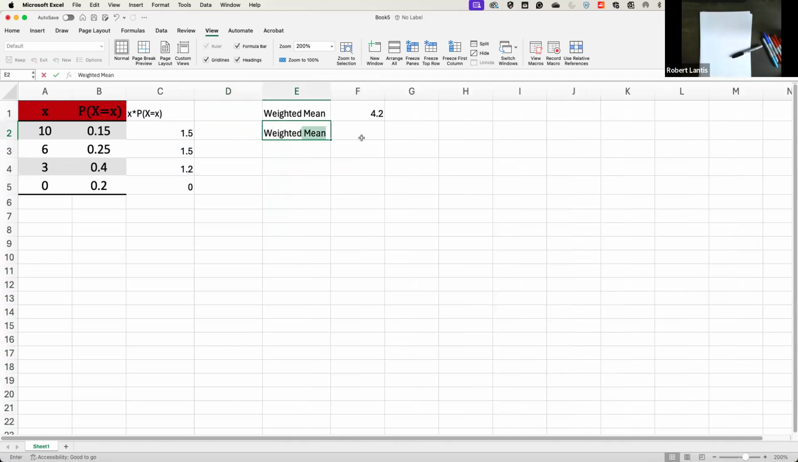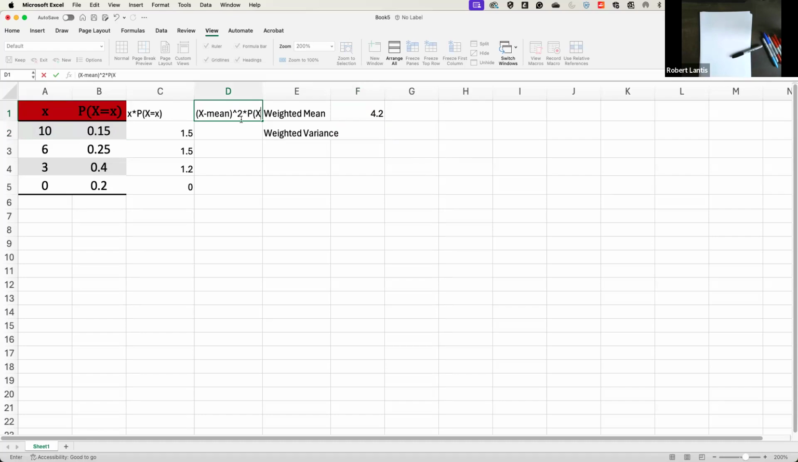Same kind of idea with my weighted variance. What I could do is say, okay, look, take the first value of 10 million minus my mean, square it, multiply it by the probability it occurs, do that for every single possible outcome. With 4, this is doable. With 40, this is going to take me forever. So what can I do? I'm going to create this column where I find that deviation from the mean squared.